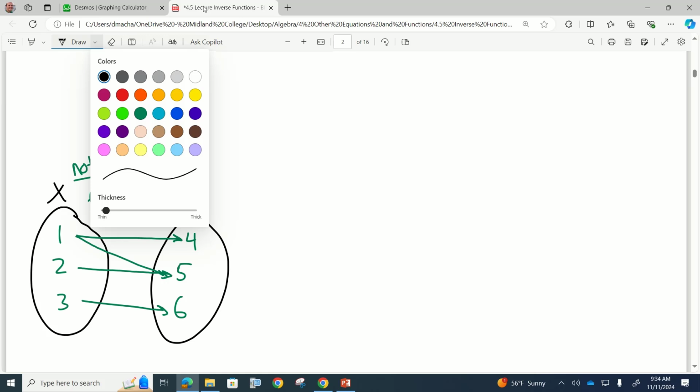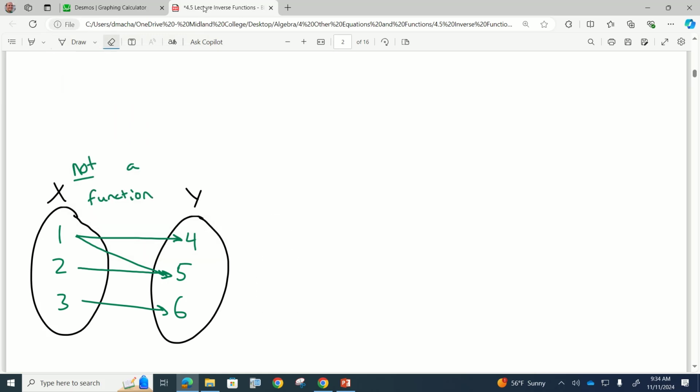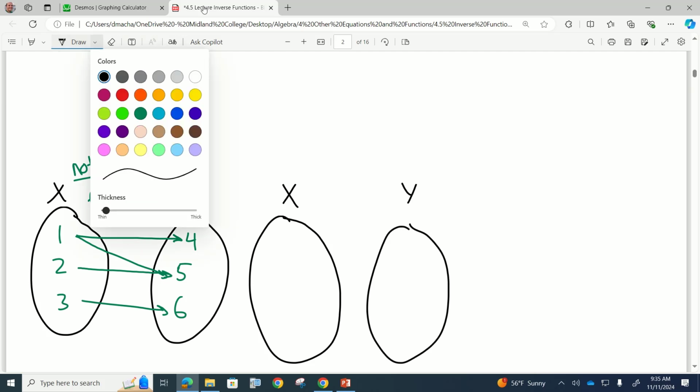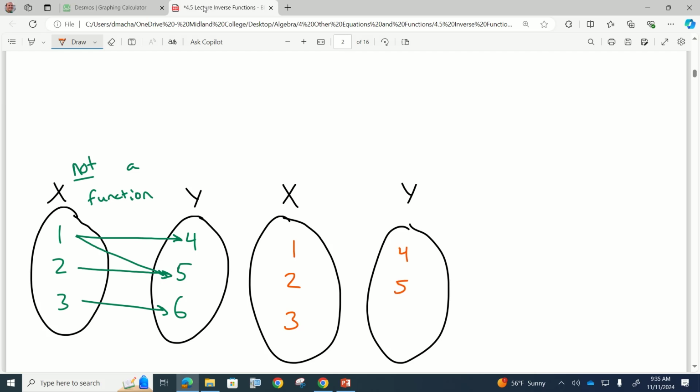Okay. Let me draw you a new picture. Let's now try something like this. Is this a function? Yes. This is a function. Is this a one-to-one function? No. So the issue here is just that the 4 has 2 input values that map to 1 output.